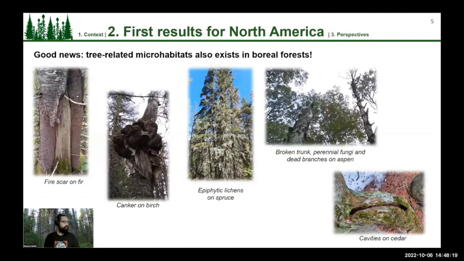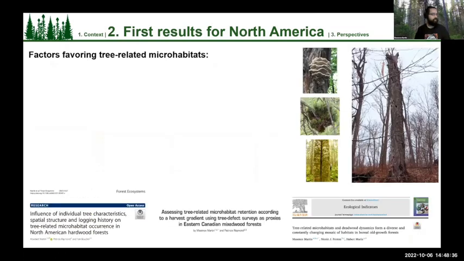But the good news is that tree-related microhabitats exist in boreal forests. So it can be interesting to also study them in these areas. Here are some examples of tree-related microhabitats you can see on the different forest species in Quebec. And in the last year, I started to do some research on this subject in Quebec, where, for example, we try to identify factors favoring tree-related microhabitats in boreal forest.